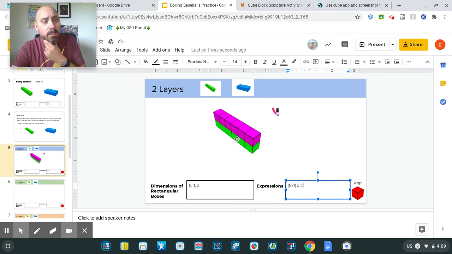So do I have 12 cubes here? Let's check. 1, 2, 3, 4, 5, 6 on the green. 7, 8, 9, 10, 11, 12 for the purple. I have 12 cubes, so I'm good to go.